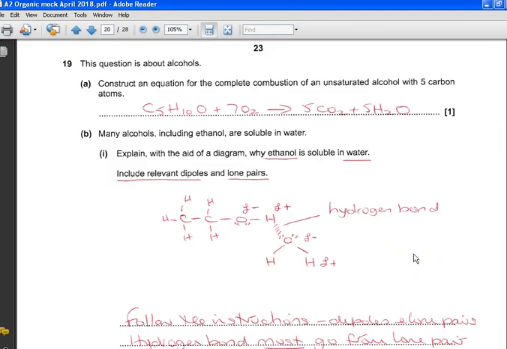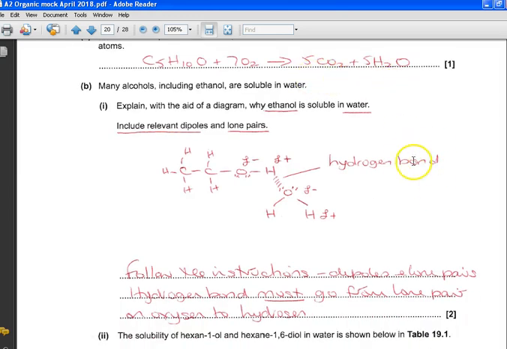Okay, alcohols. An equation for the complete combustion of an unsaturated alcohol. So obviously it's unsaturated, you're only going to have 10 hydrogens. Okay, and then it's straightforward.